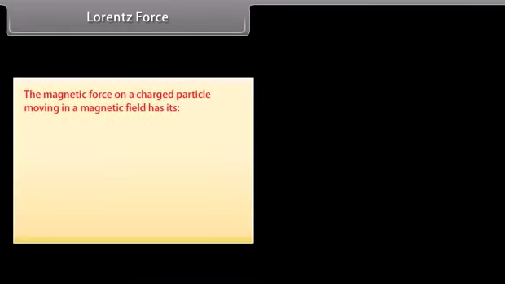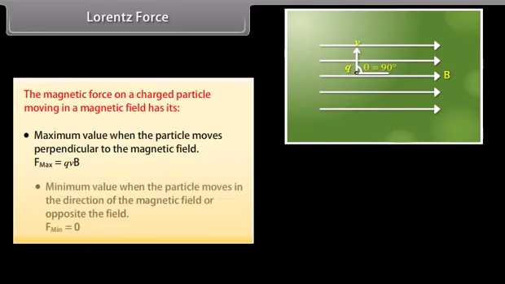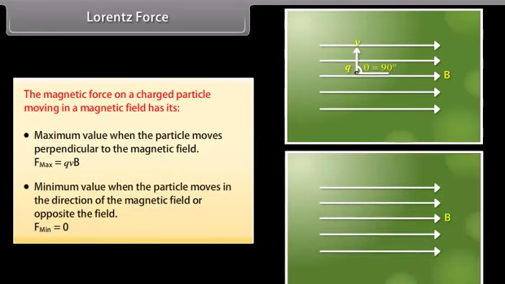The magnetic force on a charged particle moving in a magnetic field has its maximum value when the particle moves perpendicular to the magnetic field. F max = QvB. It has its minimum value when the particle moves in the direction of the magnetic field or opposite to the field. F min = 0.